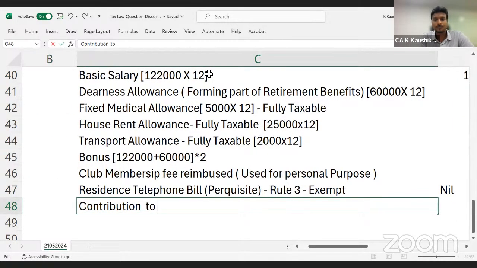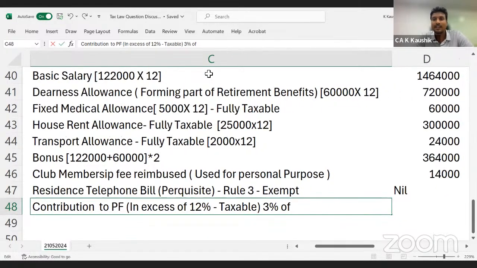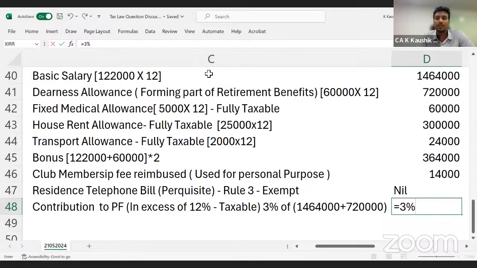Contribution to PF beyond 12%, in excess of 12%, is taxable. Now here, if you see, what was contributed is 15%. So 3% is taxable. So 3% of basic salary, which is 14,64,000, plus DA of 7,20,000. Okay, so this much will become taxable. 3% into 14,64,000 plus 7,20,000. This will give you 65,520.